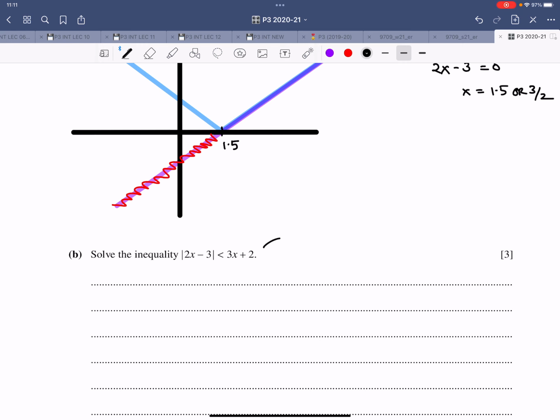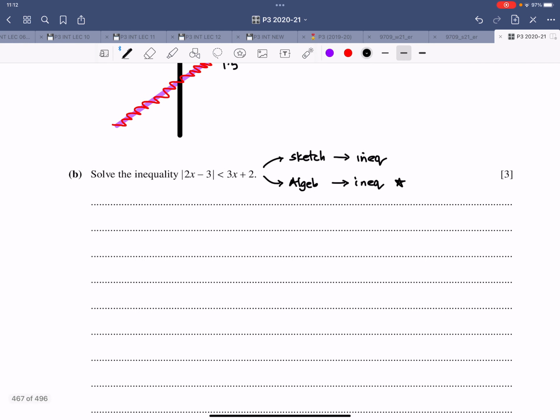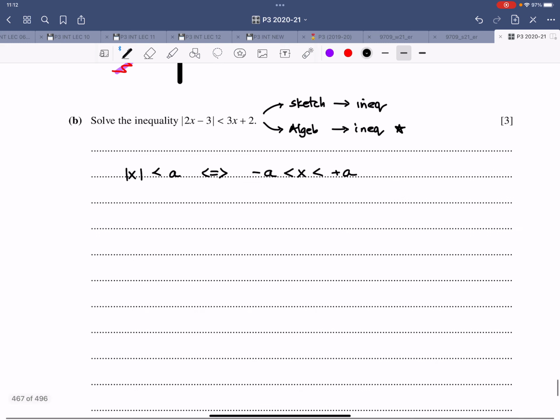Some people prefer to use a sketch to solve the inequality, which I don't prefer. There is also this algebraic method, and then I would solve this inequality. I personally prefer the second method. There is a case of modulus inequality: modulus of x less than a is the same thing as x lies between negative a and positive a. Therefore |2x − 3| is less than 3x + 2.